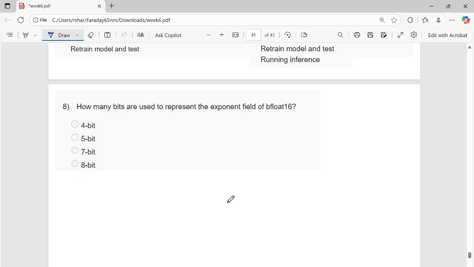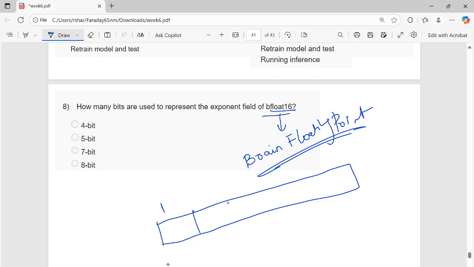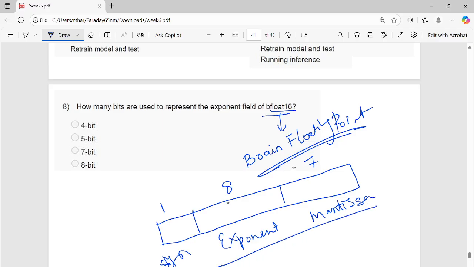So B float 16 is the brain floating point format. So this uses 1 bit sign and then 8-bit exponent, then 7-bit mantissa. So this is the format of the B float 16, which is the brain floating point.